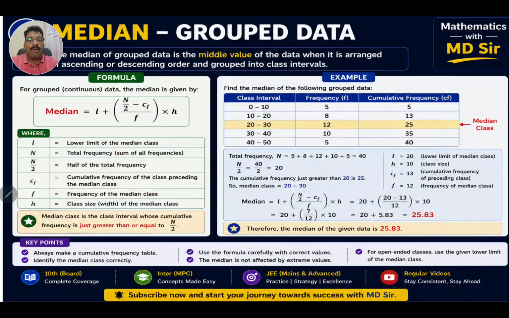L value is the lower boundary value, 20, plus n by 2. N by 2 value is how much? 20. L value is 20, the lower boundary, and n by 2 value is also 20, minus the cumulative frequency preceding the median class, that is 13. So 20 minus 13 gives 12, into h value 10. If you simplify this value, we get 20 plus 5.83, that is equal to 25.83. Like that we have to find the median for grouped data.